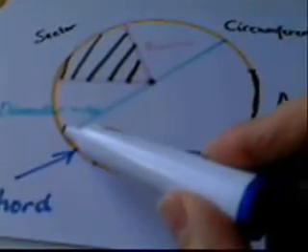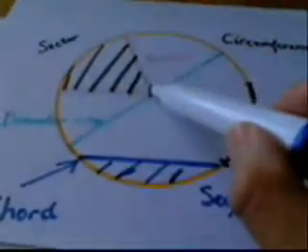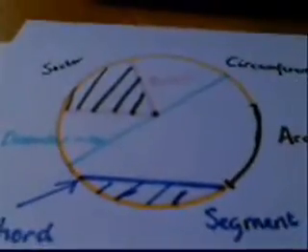So we've got a segment here, we've got a chord up here, we've got an arc, circumference is all the way around, diameter is the distance from one side of the circle to the other, a radius from the centre to the outside, and a sector is the area in between.